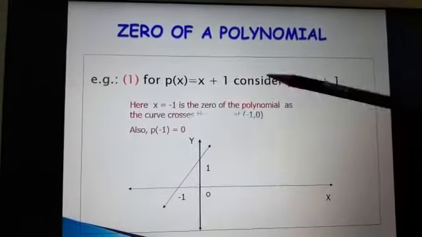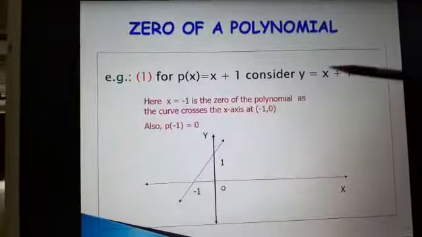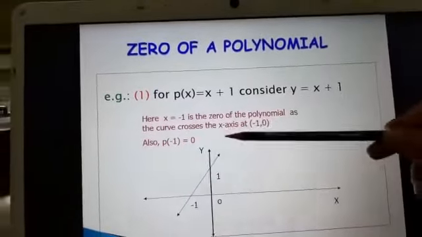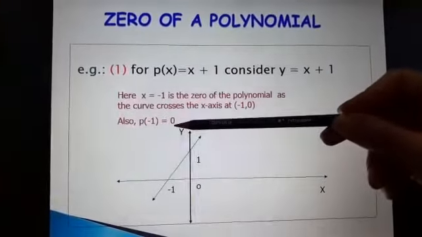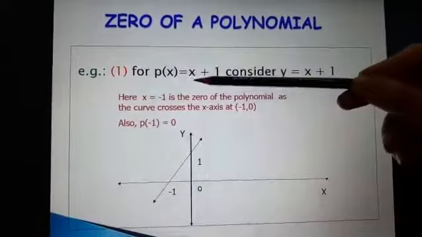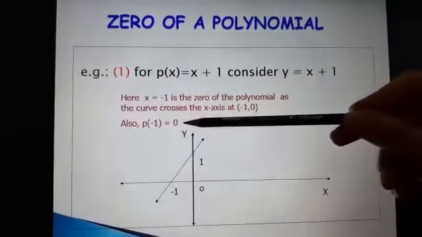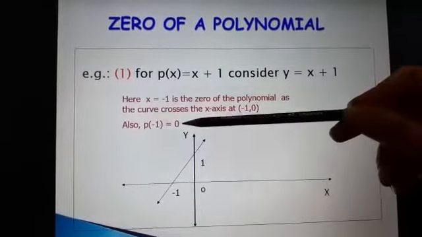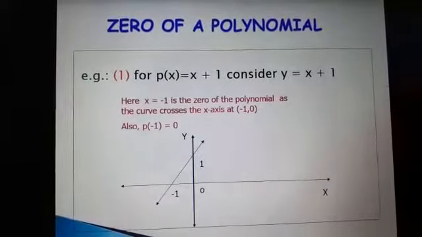Here x is equal to minus 1 is the zero of the polynomial, as the curve crosses the x-axis at minus 1, 0. And p(minus 1) is equal to 0. It means if we put minus 1 in this given polynomial, the polynomial will become 0. We have seen this numerically, and graphically as the point on the x-axis.